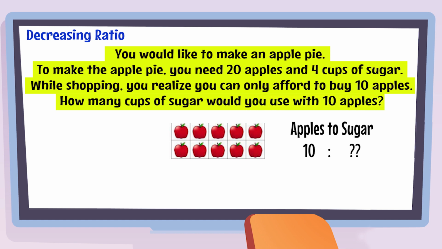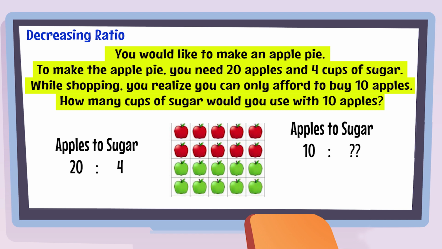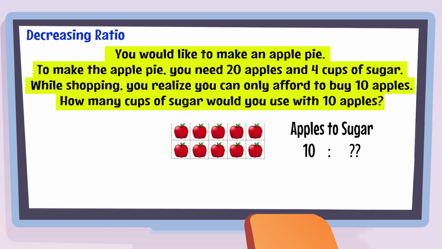If you look closely, you would notice that the recipe called for 20 apples to 4 cups of sugar. However, you can only afford to purchase 10 apples. How many cups of sugar would you use then? In order to calculate how many cups of sugar we can use, we'll decrease the ratio. And to decrease the ratio, we'll divide.